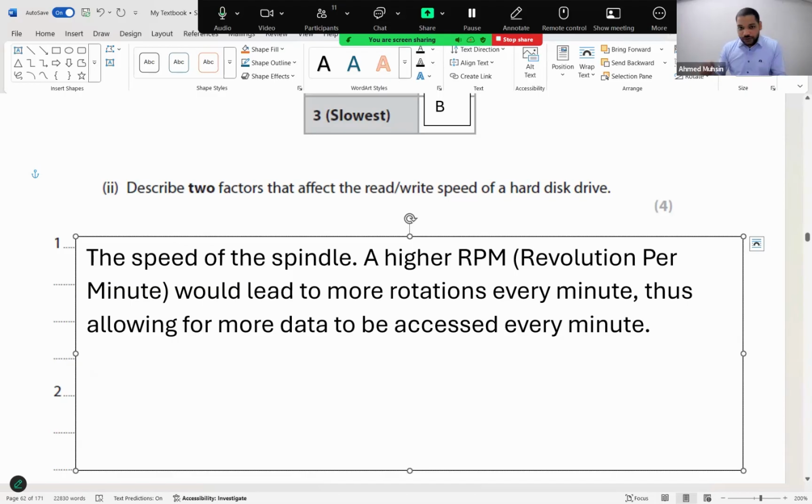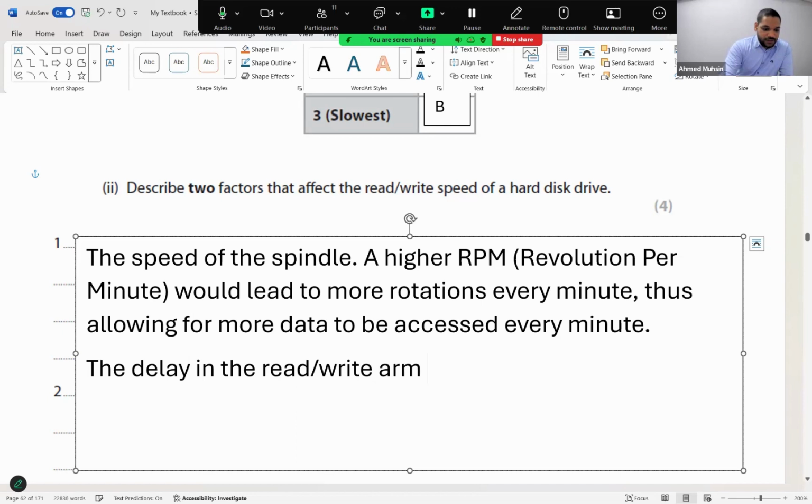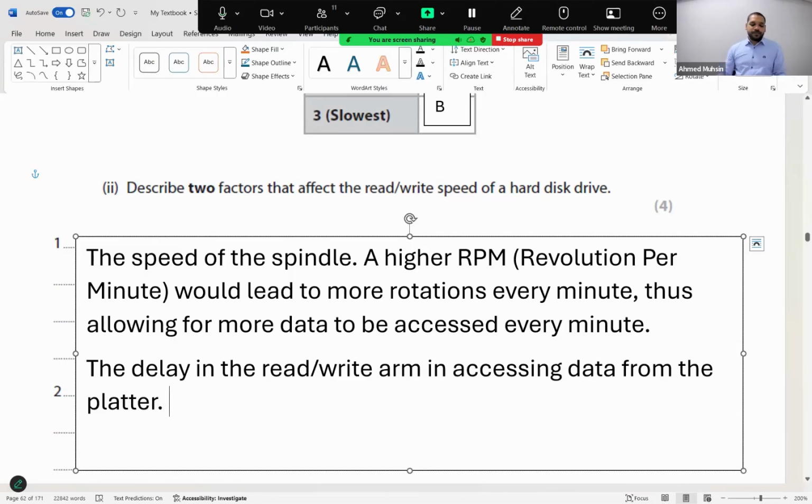Everybody okay with this? So your second answer will be the delay in the read-write arm in accessing data from the platter. The delay in the read-write arm in accessing data from the platter. While you all are writing this, I'll ask you one more question. These are all hardware answers now.